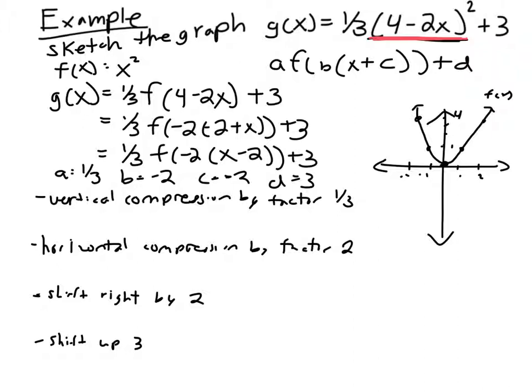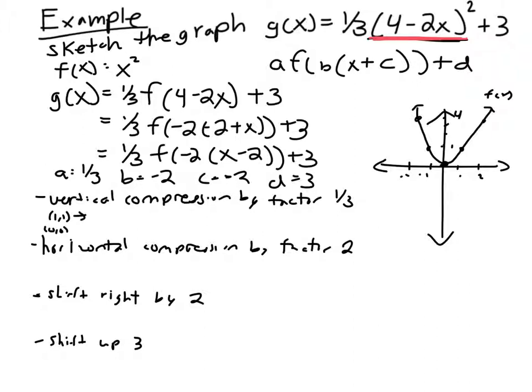So the way I usually do this is I just go ahead and use a few points. I'll start with the point maybe 1, 1, and then maybe we can also do the point 0, 0, to see how it's affected by each of these transformations.